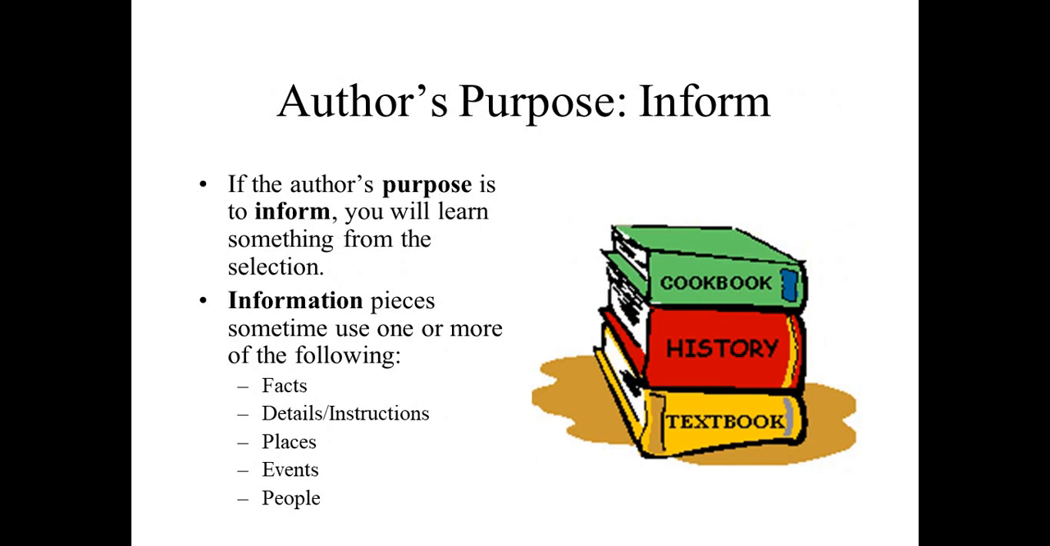So here's a review of our author's purposes. The first author's purpose is to inform. If the author's purpose is to inform, you're going to learn something from the text. It's going to provide you information. It's going to teach you something. Some examples of things you will find are facts, details, instructions, places, events, people and descriptions of people.